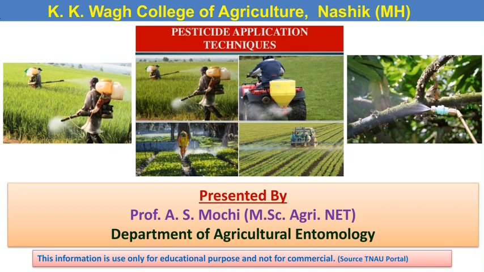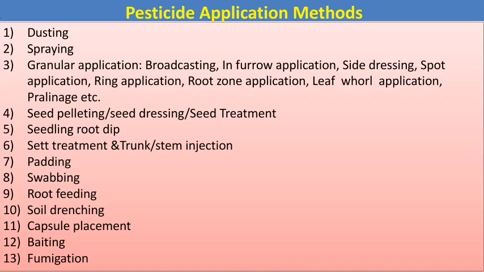Today we are going to learn about pesticide application techniques, or pesticide application methods. Let us start. These are the different methods of pesticide application. These methods depend on the types of formulation available for spraying or dusting purposes. There are near about 13 pesticide application methods.